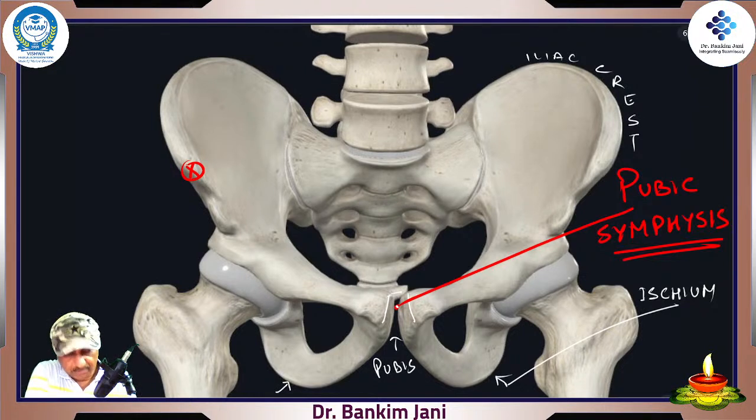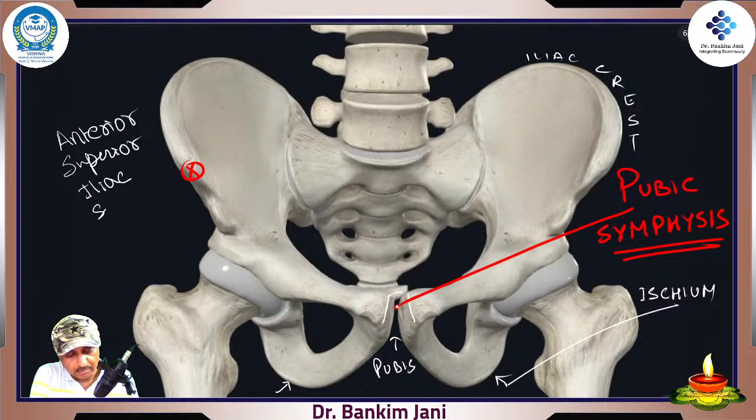It is anteriorly situated, so anterior superior iliac spine. This is the anterior superior iliac spine. So that means there must be something like posterior superior iliac spine. Well, that is on the back side.